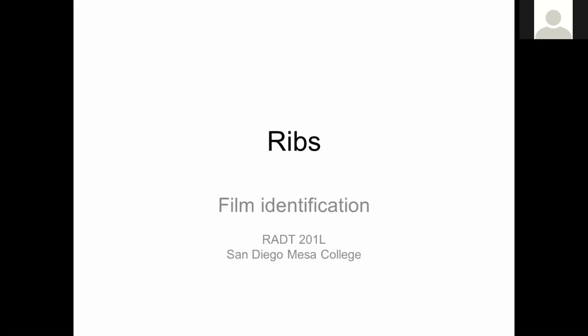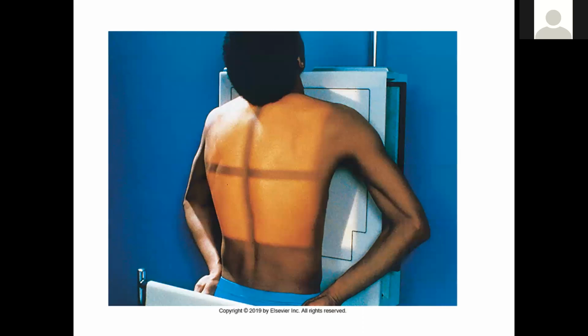And we're back with more film identification. This time we'll be talking about rib exams. Ribs should be positioned based on where your patient's injury is.